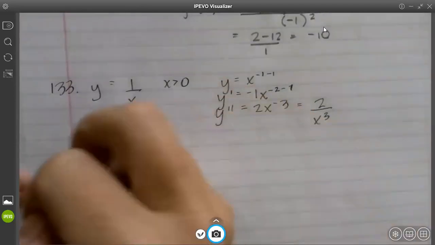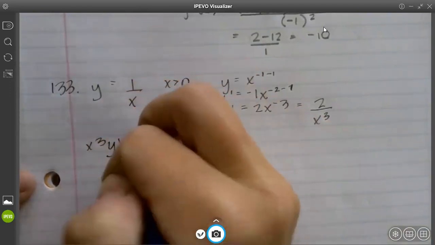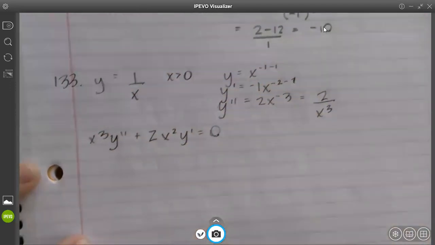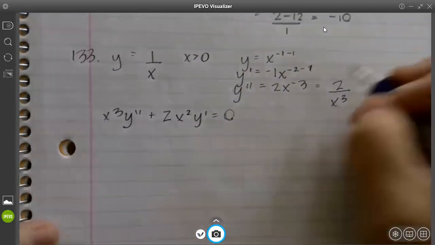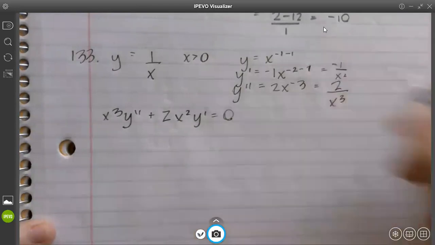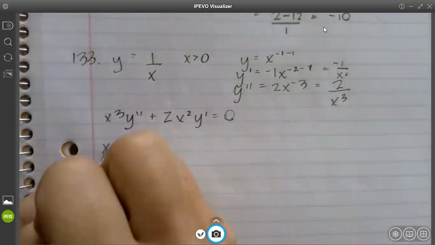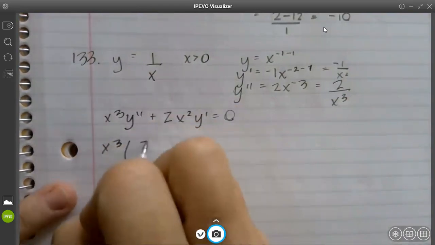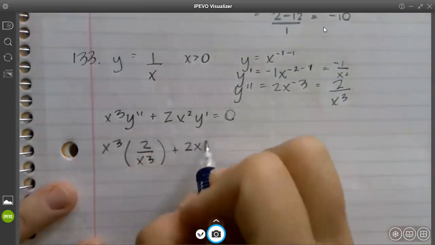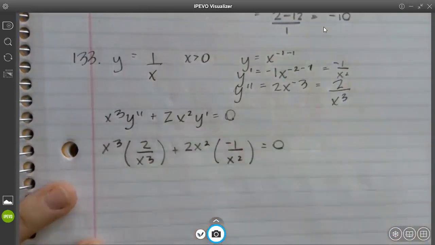So then they gave you x to the third y double prime plus 2x squared y prime equals 0. And you're just going to plug them in. This one was -1 over x squared. All right. So we got x cubed. Y double prime was 2 over x cubed plus 2x squared. Y prime was -1 over x squared equals 0.